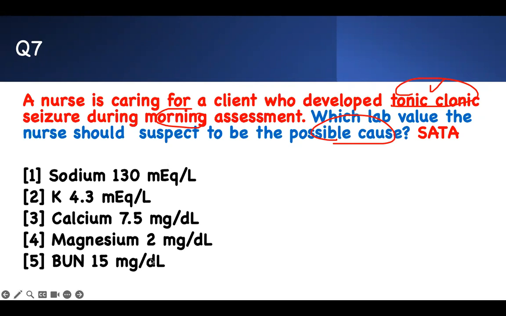You know it. Sodium that is low is prone to seizure. This is what you see in SIADH, right? Potassium 4.3 is normal. Calcium that is low, yeah, it's excitatory. That means it stimulates things. Your brain will be stimulated. You go into seizure. Magnesium 2 is normal, and BUN is normal. So for which one is it possible? It may be sodium or calcium related.